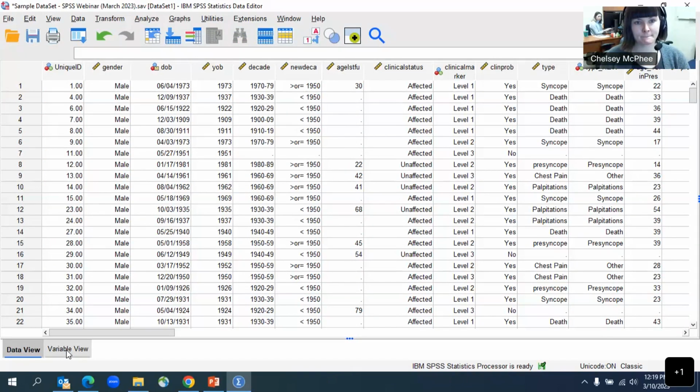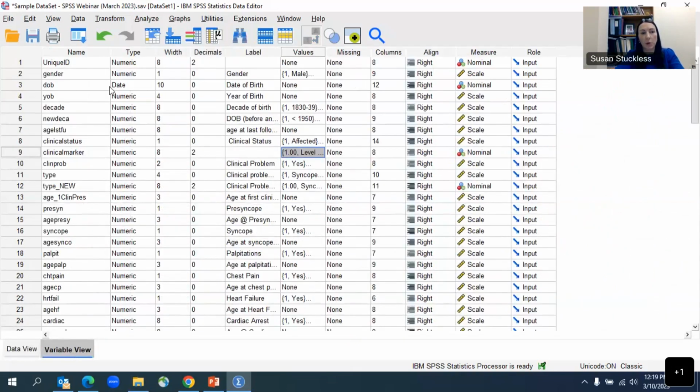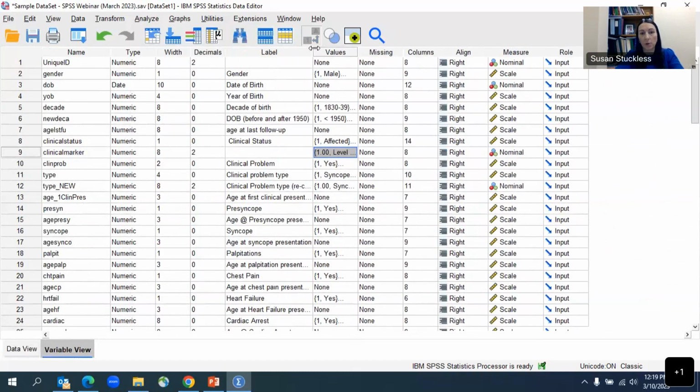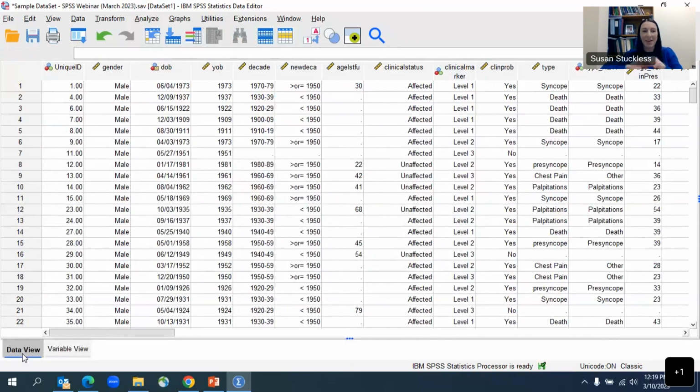Yeah, so there's two views when you're in SPSS. The data view shows you basically what the spreadsheet looks like, but the variable view is where you add in a bit more information. So you can have a label for your variable. You can put in what the values are, that type of thing. Thanks, Chelsea. Sorry, I kind of skipped that little part.